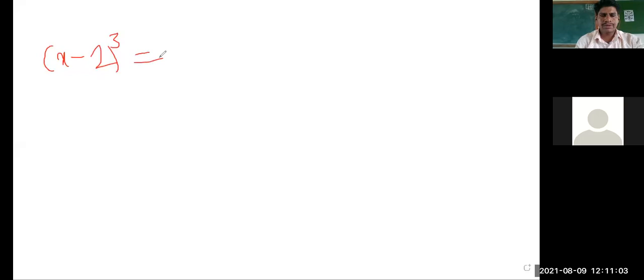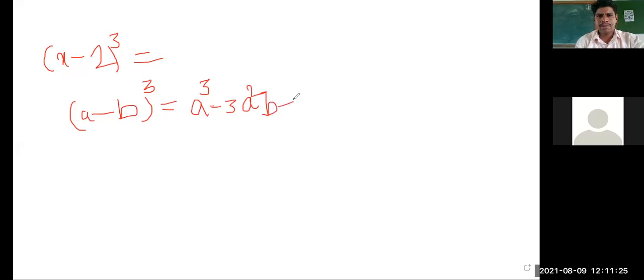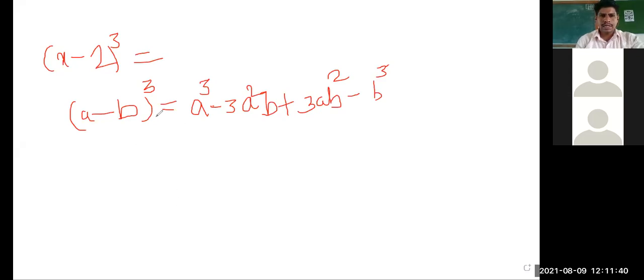Okay, so we have just seen this formula: (a minus b) bracket cube is equal to a cube minus 3a square b plus 3ab square minus b cube. Is it correct, this formula? Yes or no?